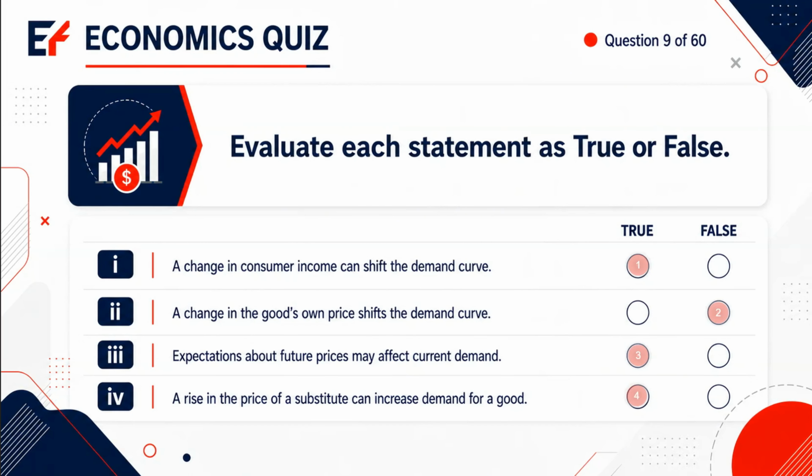Let's connect the demand ideas cleanly. Consumer income can shift demand because it changes buyers' ability and willingness to purchase at different prices. A good's own price does not shift the demand curve, it causes movement along the same curve. Expectations also matter because buyers may purchase more now if they expect prices to rise later. And when a substitute becomes more expensive, consumers may switch toward the original good, increasing its demand. Keep this distinction clear. Non-price factors shift demand, while the good's own price causes movement along demand.